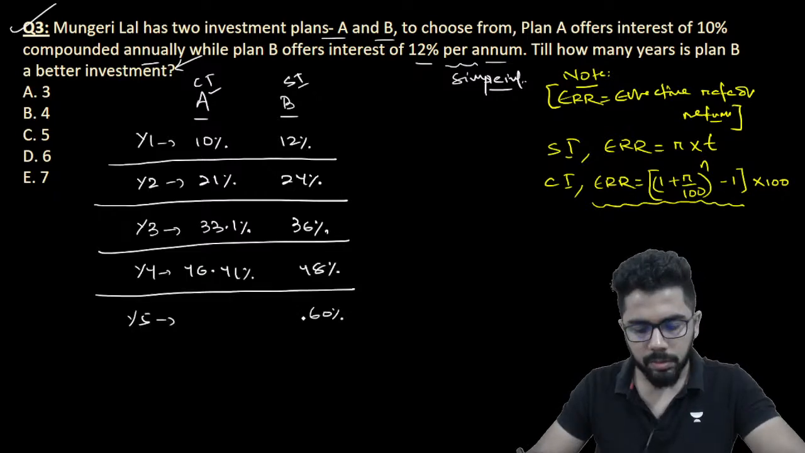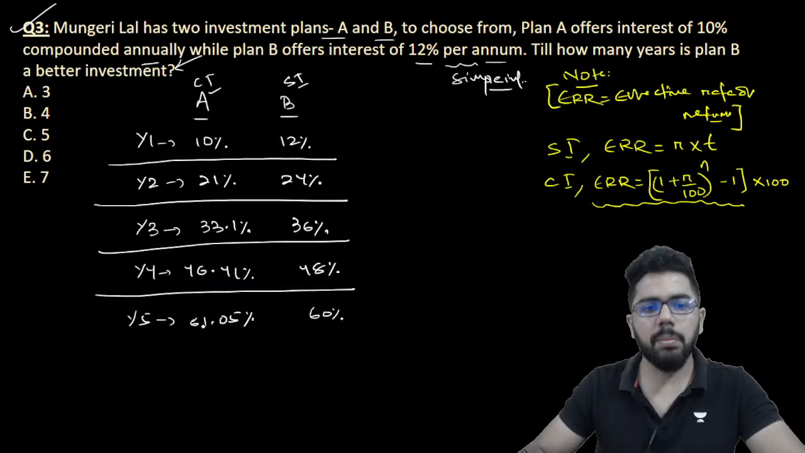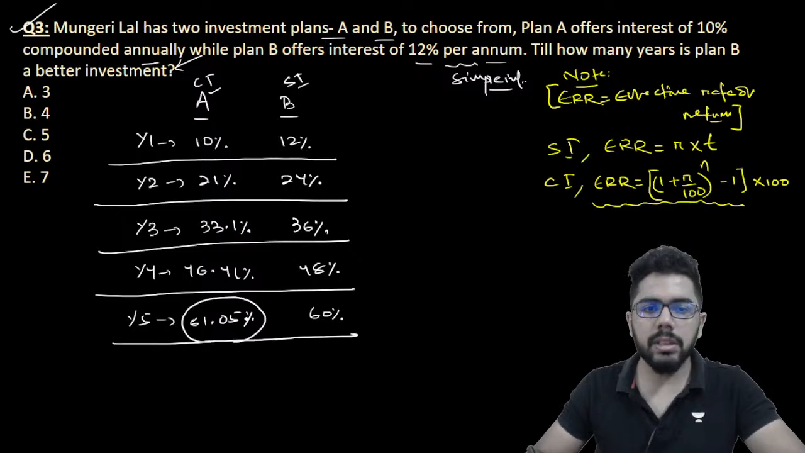If you calculate at a 10% rate of interest, 1.1 to the power 5 gives you 1.61. Subtract 1 and you get 61.05%. So take 1.1 to the power 5 for 5 years. So here I am seeing that, starting from year 5, compound interest is now better.